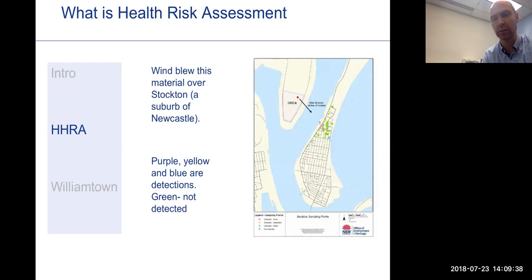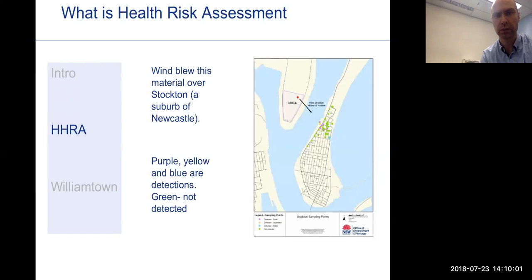And Stockton is that peninsula there where there's a number of houses. And the purple, yellow and blue are detections, and green's areas that weren't detected. But they're houses, and this happened a little while ago, but from memory, there was a daycare in that area as well. And obviously a lot of concern.